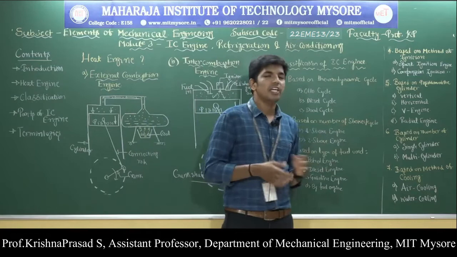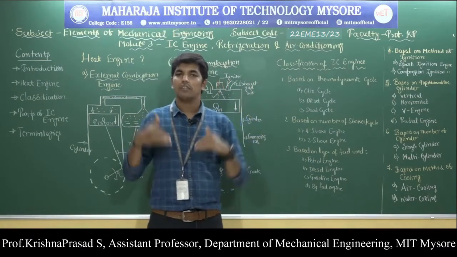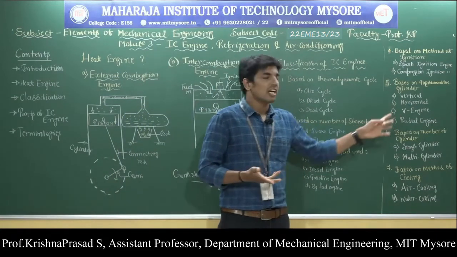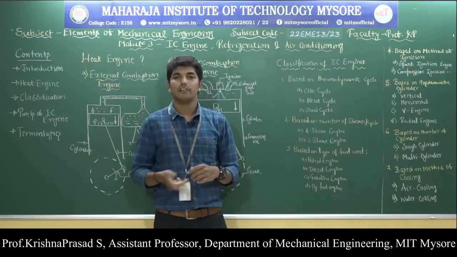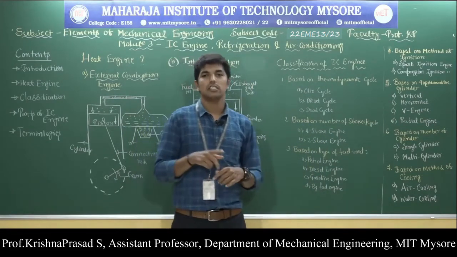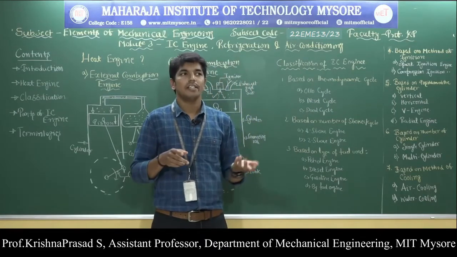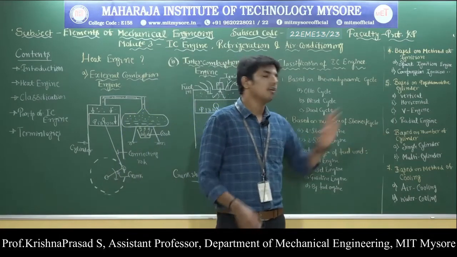Next one, V engine. Here the cylinders are placed at an angle of 120 degrees. V engines we can generally see in Formula 1 cars. Next, radial engine. The radial engine we can generally see in aircraft engines. Here, over the complete 360 degrees, we can mount the cylinders around; 8, 10 or 12 cylinders can be placed. Then, based on the number of cylinders.